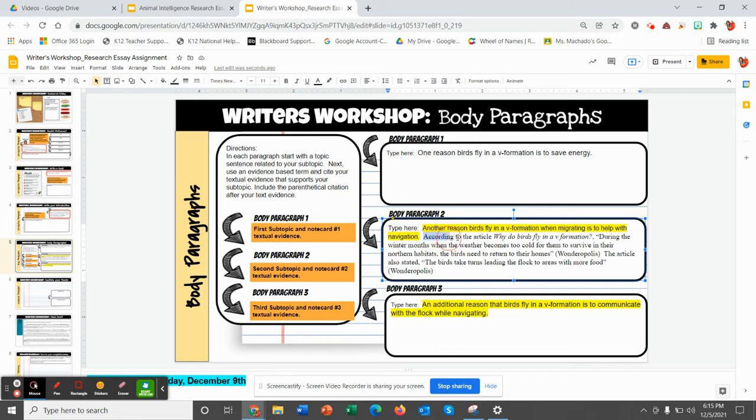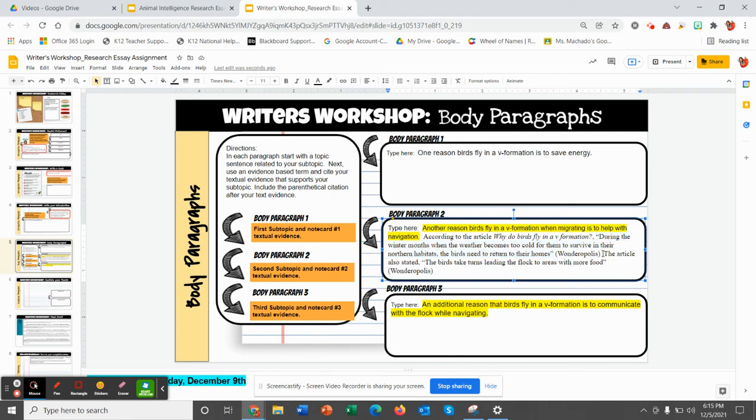So I said, according to the article, that is our evidence-based term. According to the article, why do birds fly in a V formation? And here is my direct quote because it's in quotation marks. During the winter months, when the weather becomes too cold for them to survive in their northern habitats, the birds need to return to their homes. So that's a bit about the migration part.